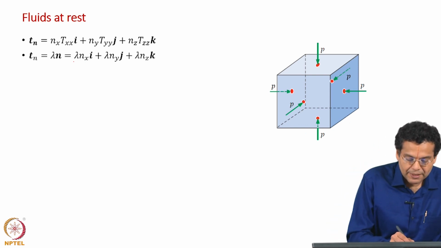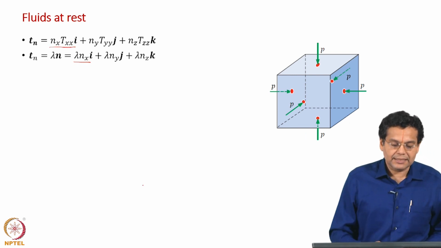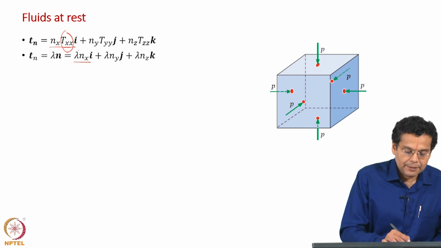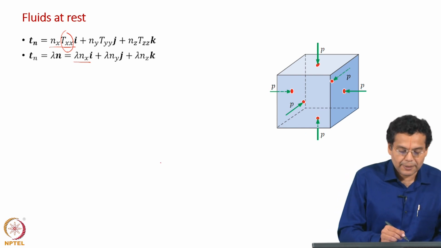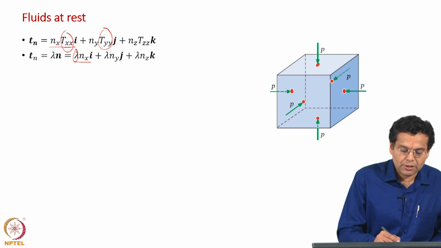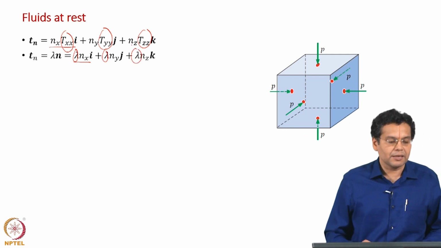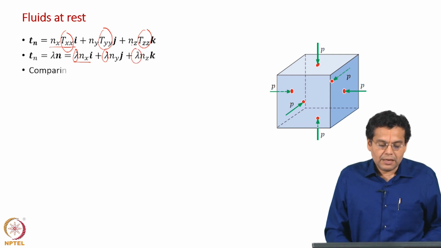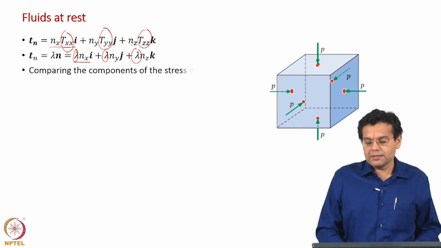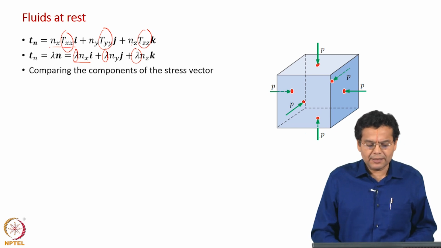What does it mean? Lambda nx should be equal to nx txx, nx cancels. So txx, the normal stress acting on the x plane, should be equal to lambda. What about tyy? Tyy should also be equal to lambda. Similarly, tzz should also be equal to lambda. That is what we are going to write now, comparing the components of the stress vector. The stress vector is the same, expressed in two different ways.